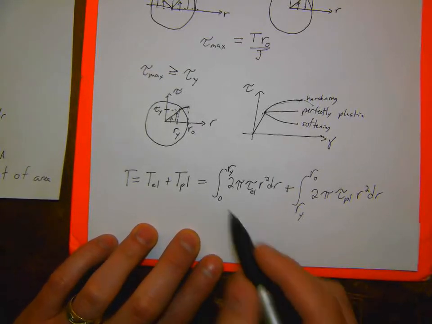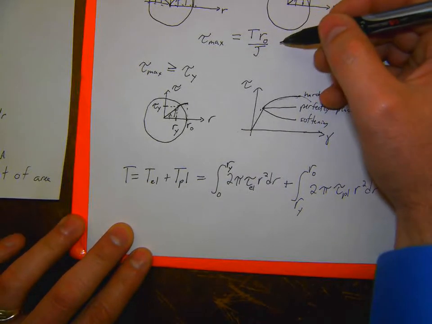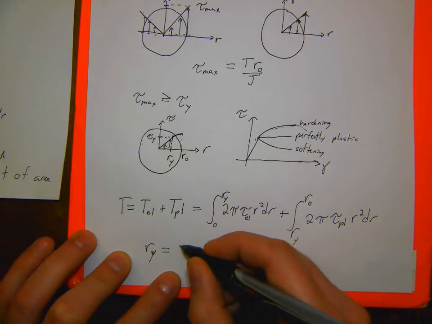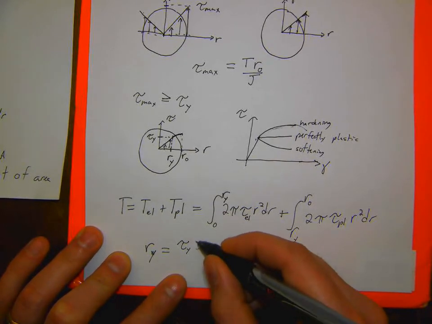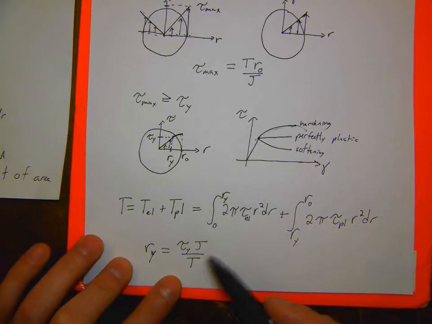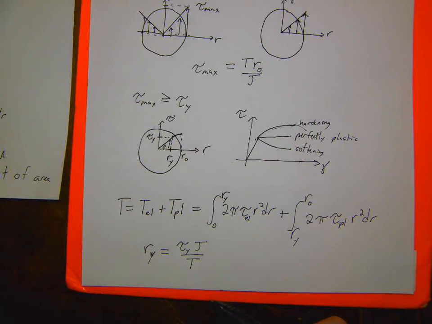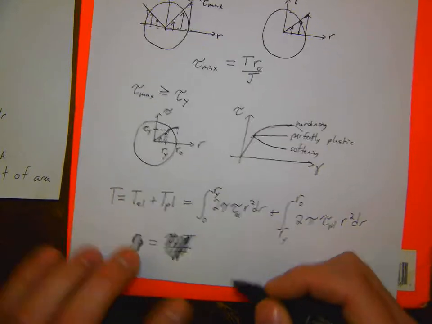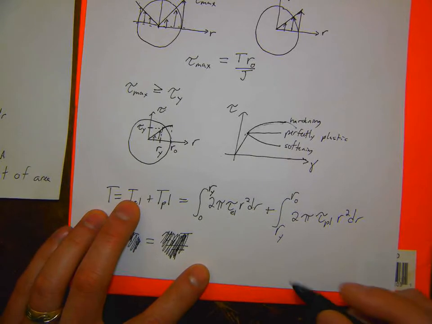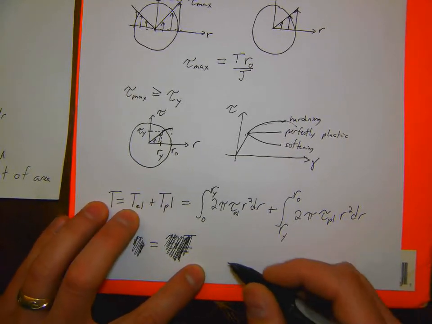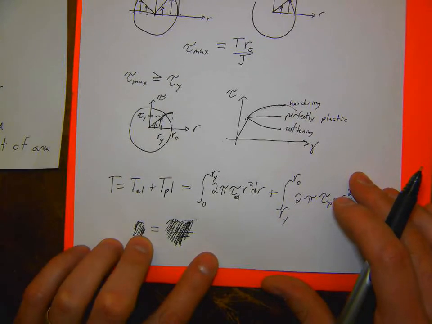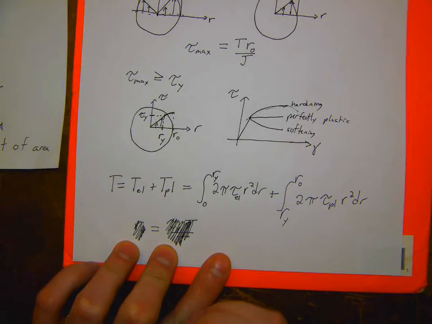So I can figure out what that yield radius will be if I look back at this maximum shear stress. I can say my yield strength is when that tau max is tau y, J over T. But I don't want to use that relationship. Why don't I want to use that relationship? Scratch this one. Sorry, ignore that. I want to define this in terms of my applied twist instead. So I'm going to use my gamma yield.